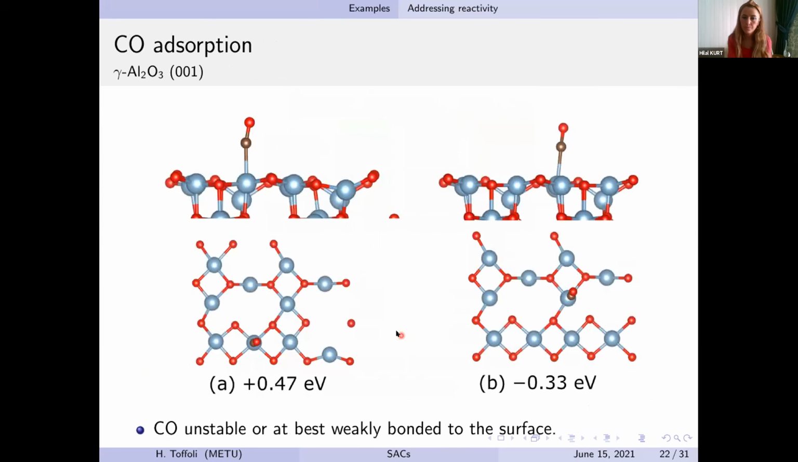Okay, so let's now talk a little bit about reactivity. We talked about stability. So first we look at carbon monoxide adsorption. Remember, adsorption energies are important descriptors. We first look at the adsorption of carbon monoxide on alumina, just to get an idea of how strongly it would bind without the metal component. So as you can see, carbon monoxide is at best very weakly bonded, at worst unstable on the surface. So this positive absorption energy points to instability.